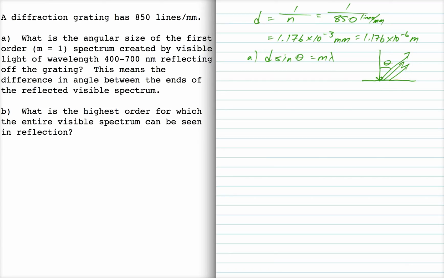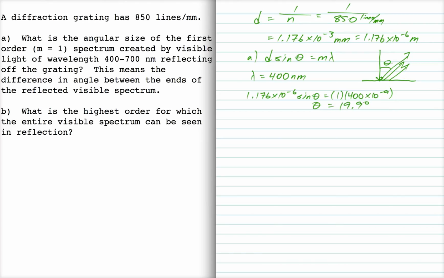Okay? So if we want to find the angular size of the first order spectrum, we're just going to look at the difference between the 400 nanometer and the 700 nanometer reflectance. So let's start with lambda equals 400 nanometers. I get 1.176 times 10 to the minus 6 sine theta, and we're in the first order, so it's 1 times 400 times 10 to the minus 9. Now if I solve this for theta, I get theta is equal to 19.9 degrees.